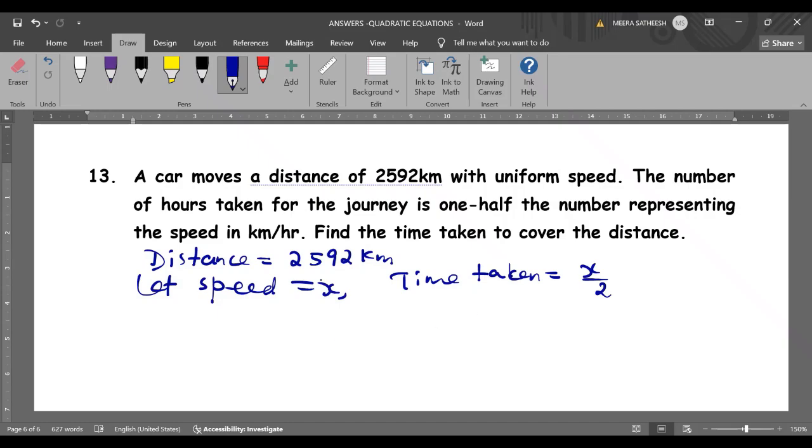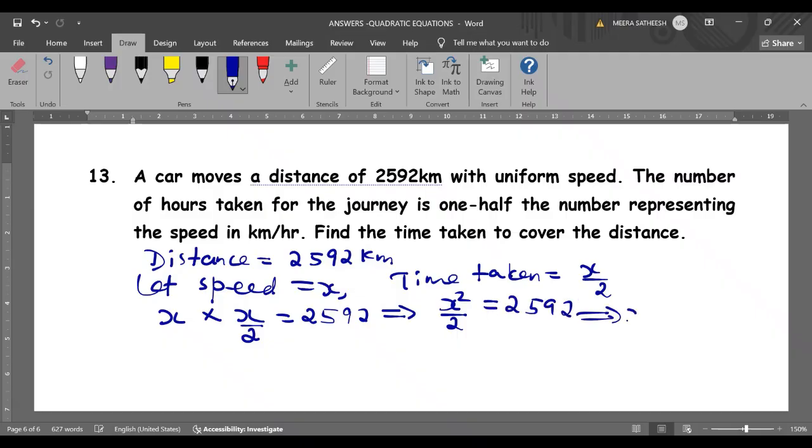Now speed into time is distance, no? So x into x by 2 is equal to 2,592. So x square by 2 equal to 2,592. So x square equal to 2,592 into 2. So multiplying, what we will get? X square equal to 5,184. So find the square root.